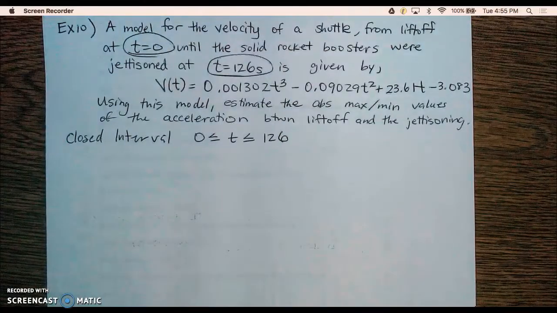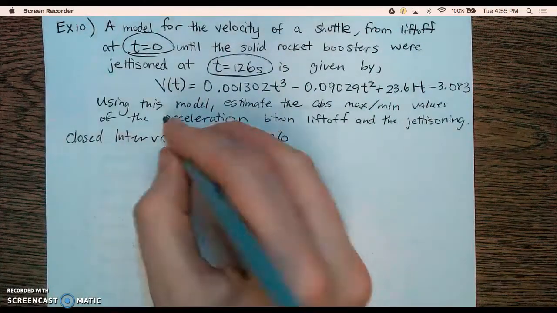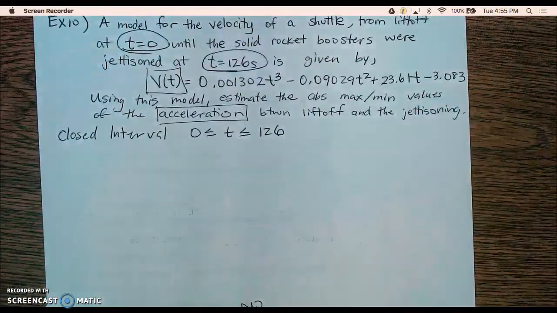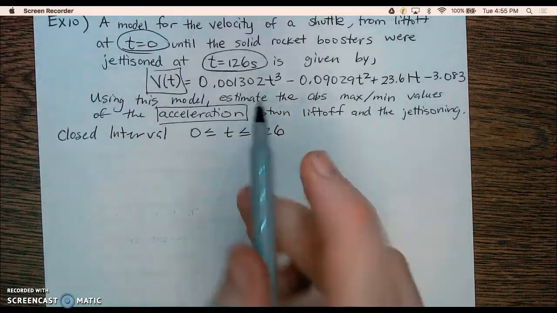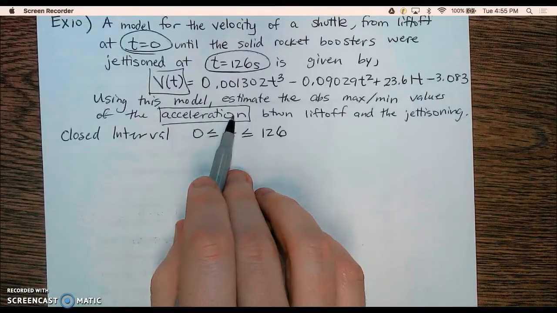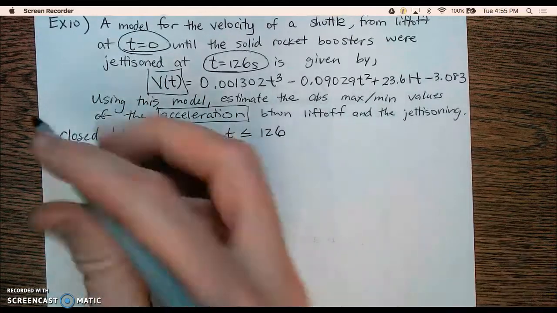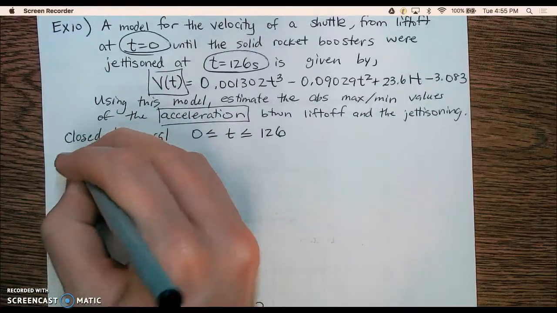Okay. Then from there, like I said, they're talking about the acceleration, and what they gave us was velocity. And we know that acceleration is the first derivative of the velocity. So I'm going to take the derivative of velocity and get my acceleration function.